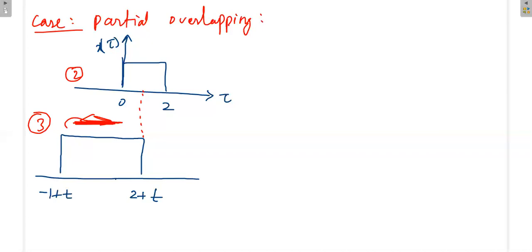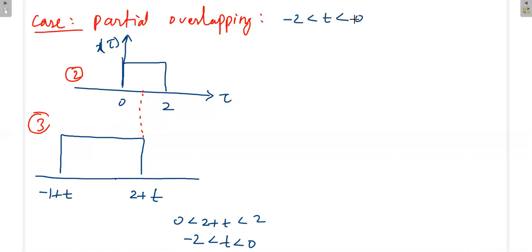So that is the way to draw the line. Now 2 plus t should be greater than 0 and less than 2, then definitely you will get partial overlapping. So for partial overlapping, what is the limit? Time goes from minus 2 to 0.